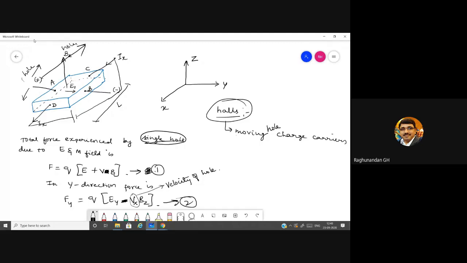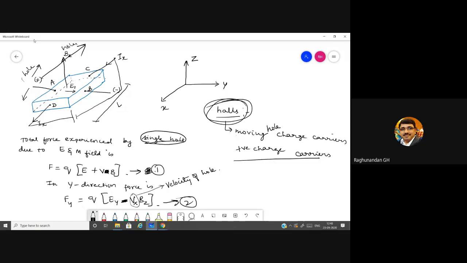Actually, holes will not move; they are immobile charge carriers, as I told you at the beginning. But still, we assume they are moving because of the movement of the electrons. It looks like the holes are moving. So holes mean the moving charge carrier here. The positive charge carriers which we have in the semiconductor material are the holes. I'll ask this question again.